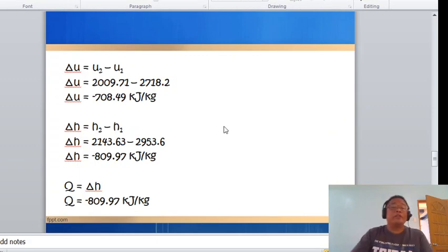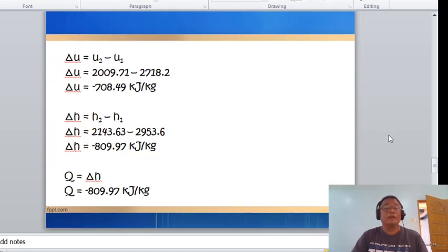So, for the change in internal energy, since the internal energy at the initial condition and the final condition are already given, we can simply subtract the two values. The change in internal energy is equal to negative 708.49. And the change in enthalpy is negative 809.97 kilojoules per kilogram. The heat transferred is also equal to the change in H, so that is negative 809.97 kilojoules per kilogram.